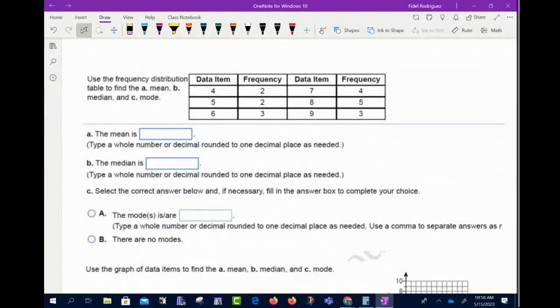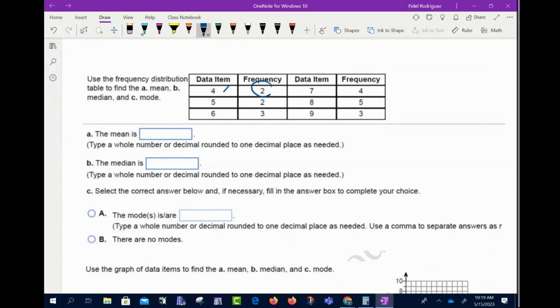Okay, let's take a look here, y'all. It says, use the frequency distribution to A, find the mean, B, find the median, and C, find the mode. So let's take a look at what they want us to do here. Guys, this is what they're telling me. I want to make sure that we're clear with this.